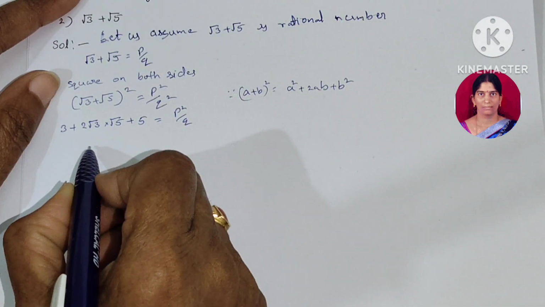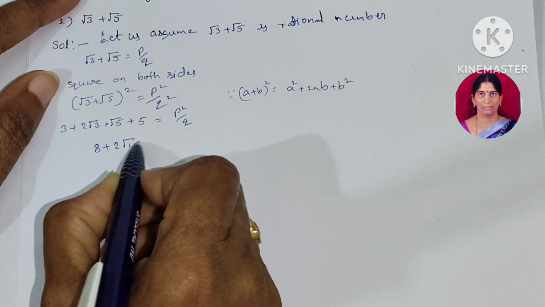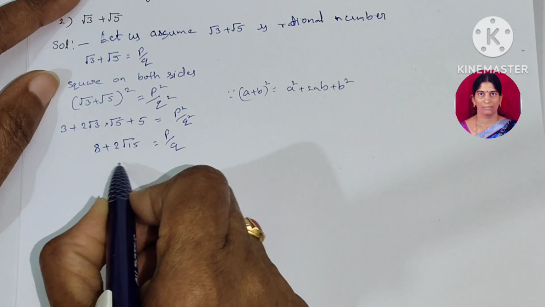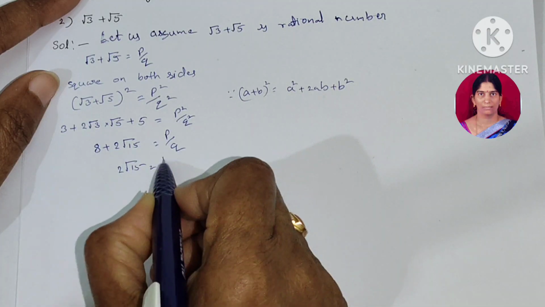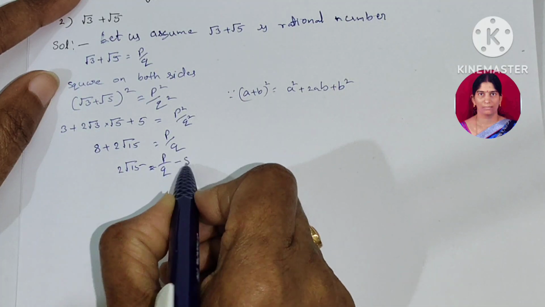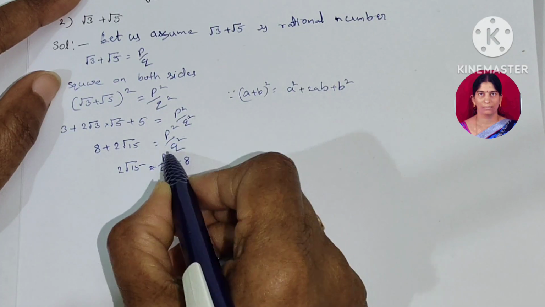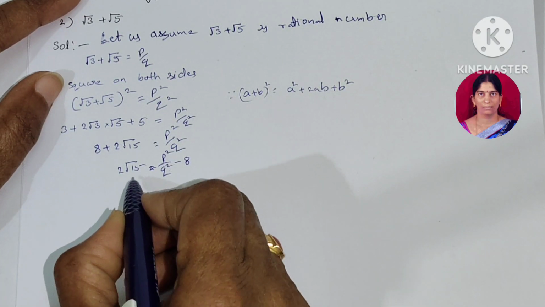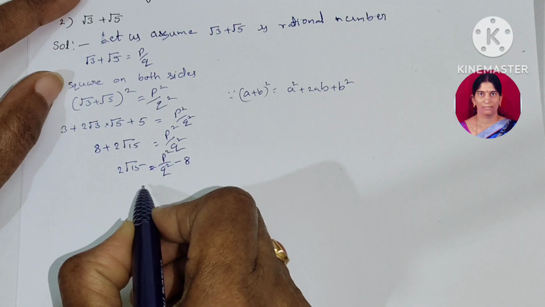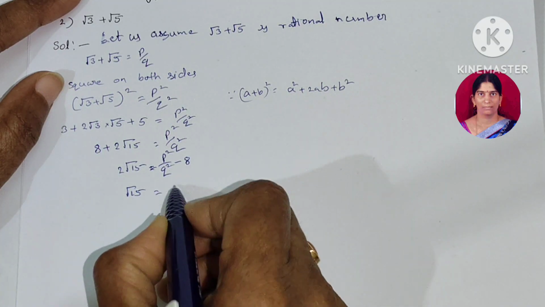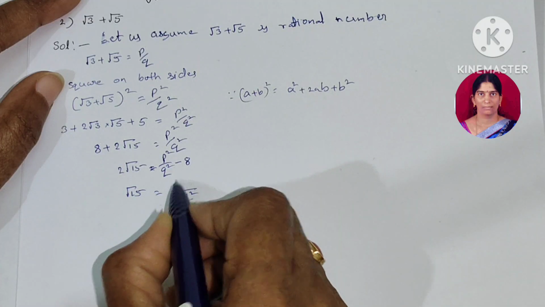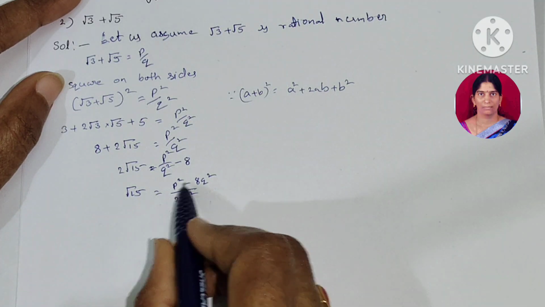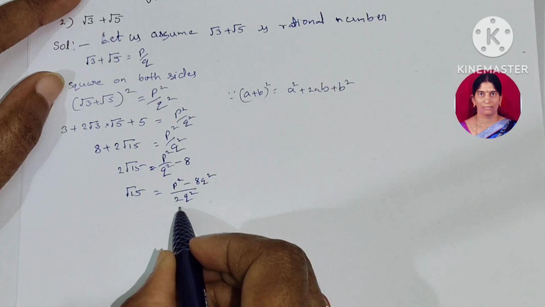So 5 plus 3 is 8, and 8 plus 2 root 15, where 3 times 5 is 15, equals p square by q square. So here 2 root 15 equals p square by q square minus 8. Taking the LCM, root 15 equals p square minus 8 q square, and since 2 is there, we write root 15 equals p square minus 8 q square by 2 q square.